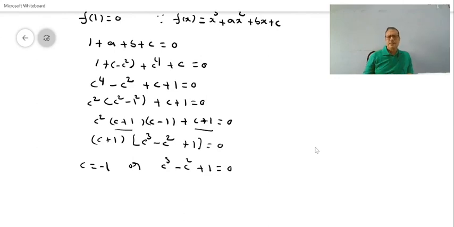How can you say it has no integer roots? Suppose c is equal to 0. If c is 0, c cube is 0, minus c square 0, so 0 cube is 0 minus 0 plus 1. So this cannot be 0. So c is not equal to 0.